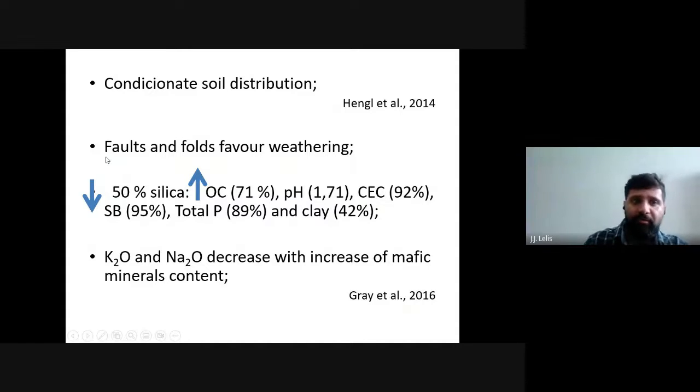Of course, faults and folds, every time they favor weathering, because they are zones of weakness of the rock.